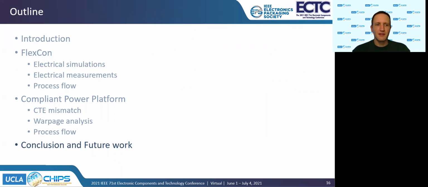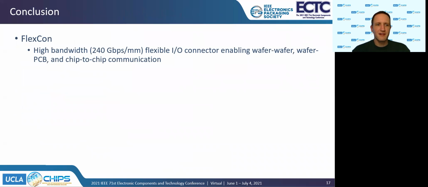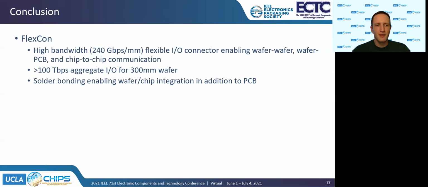So finally, to conclude this talk, FlexCon is a high bandwidth flexible I/O connector enabling wafer-to-wafer, wafer-to-PCB, and chip-to-chip communication. An aggregate I/O bandwidth of more than 100 terabits per second can be achieved with a FlexCon on a 300 millimeter wafer. Bonding with solder enables integration with wafers, chips, and PCBs or laminates.